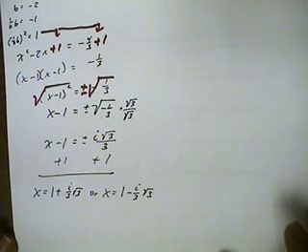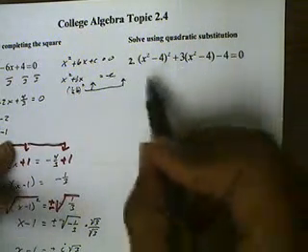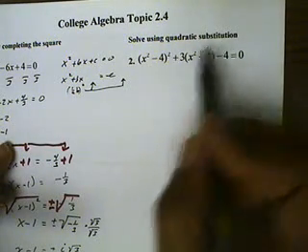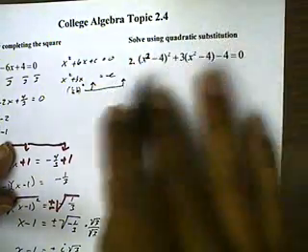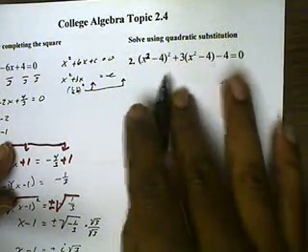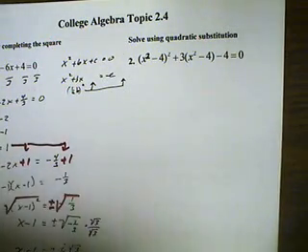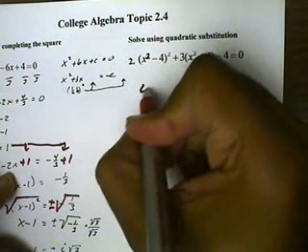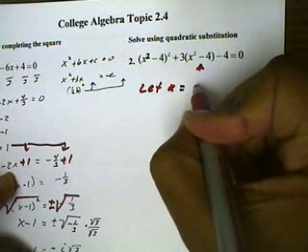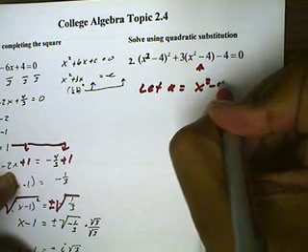Alright, next, we're going to be solving this using quadratic substitution. Now this is not a quadratic, because if you were to multiply all this out, this would be a polynomial to the 4th power. But we're going to make it look like a quadratic by using substitution. So we're going to look at this guy right here. We're going to say let u equal the x squared minus 4.